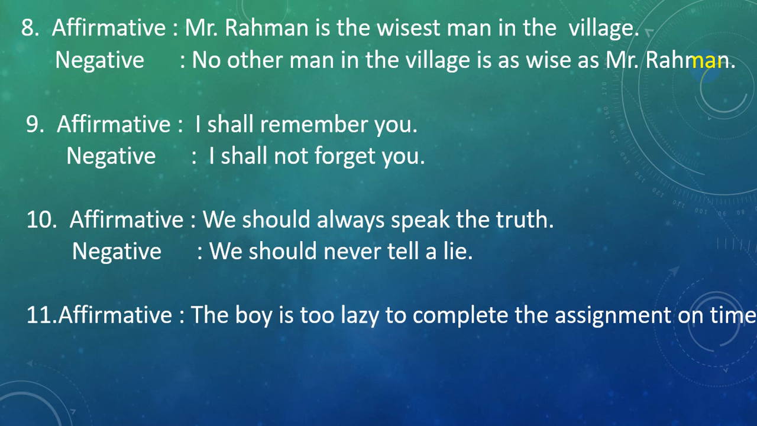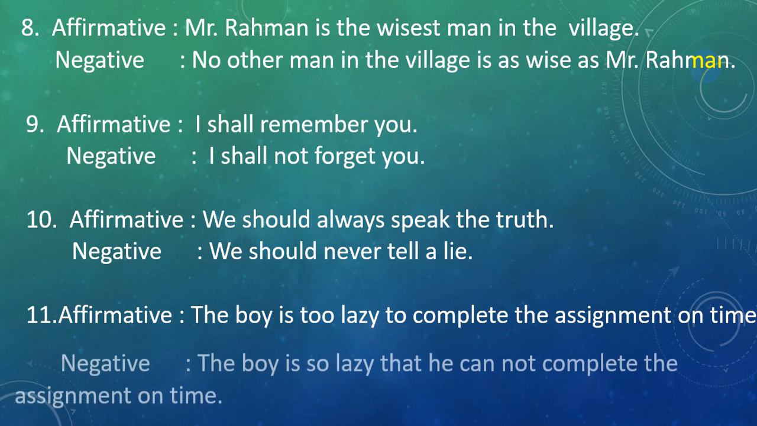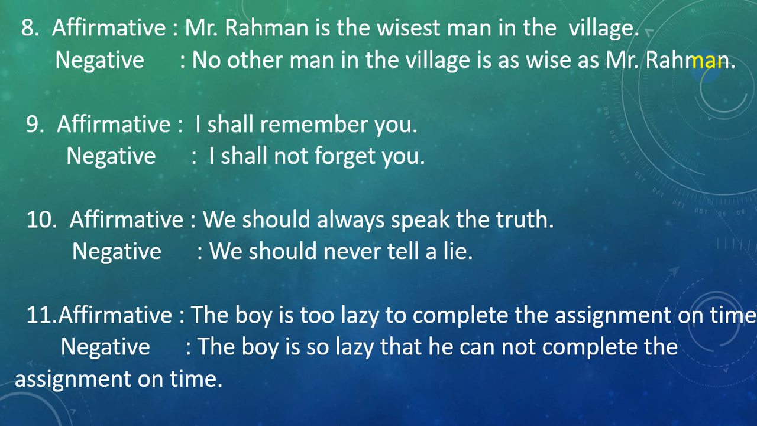Serial number 11. Affirmative sentence: The boy is too lazy to complete the assignment on time. If the affirmative sentence is done using the structure "too plus adjective plus to plus verb", it will be negative using the structure "so plus adjective plus that plus clause." Dear learners, here you have to make a clause in the last part of the sentence and it will be negative. Now the negative sentence is, the boy is so lazy that he cannot complete the assignment on time.